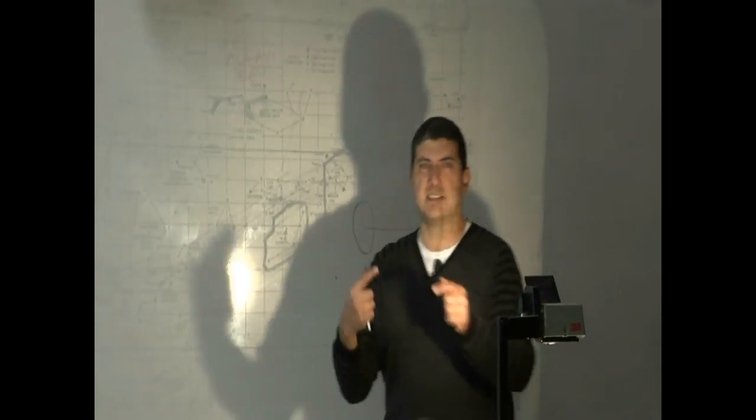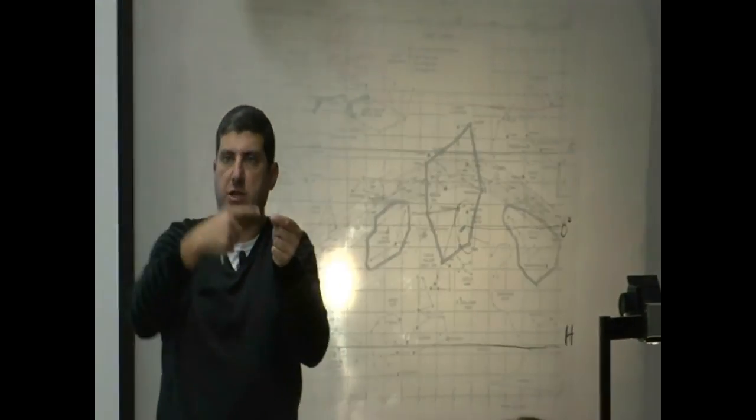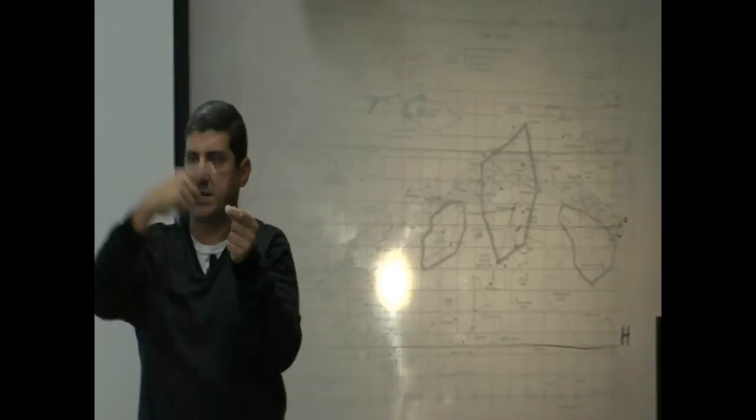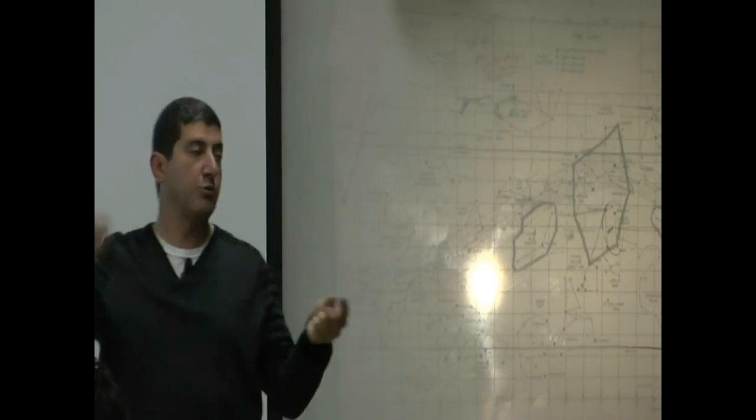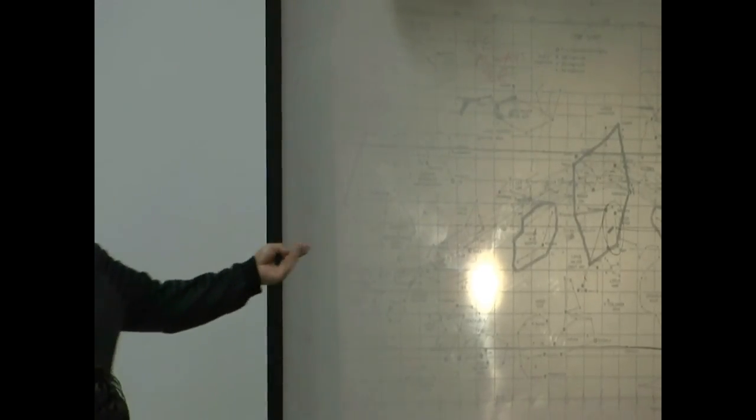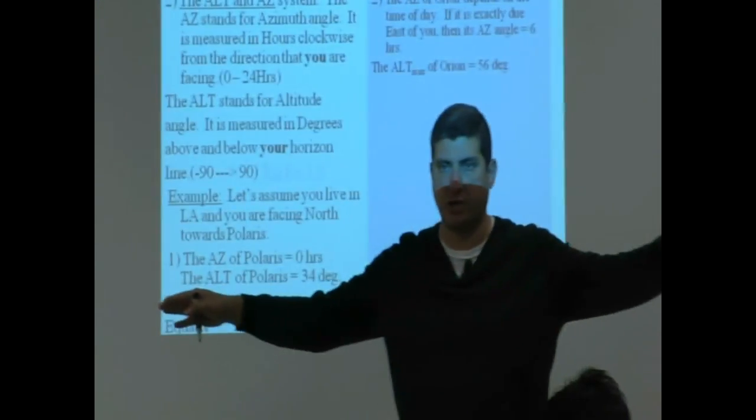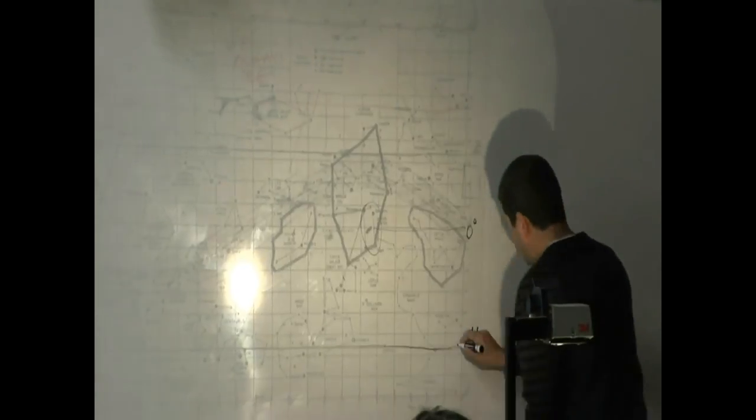Now, in reality, the horizon line is an arc that if you draw on a globe, right, it's like a circle. But when you try to draw it on a flat map, the best you can do is draw it like a straight line, okay? So this is the horizon line.